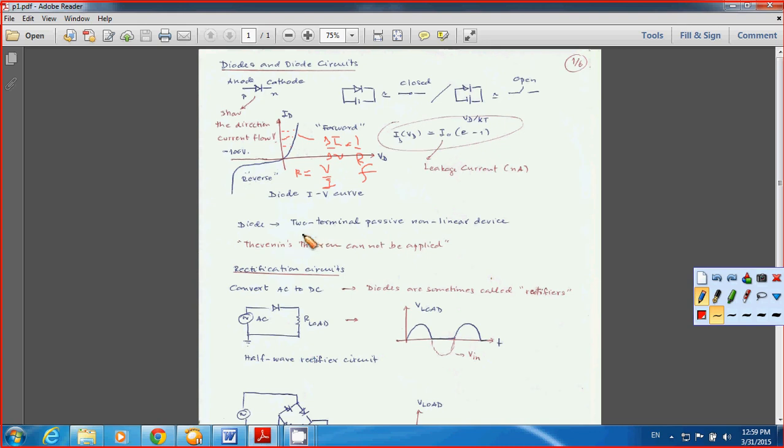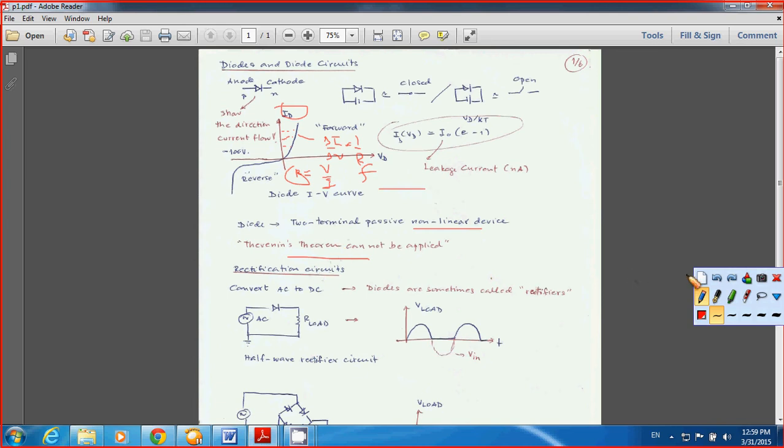Okay. So that's why I wrote down that the diode is a nonlinear device, and Thevenin theorem cannot be applied to the diode because you have a different R when you have a different I here. Okay, so this is the basic concept of the diode.